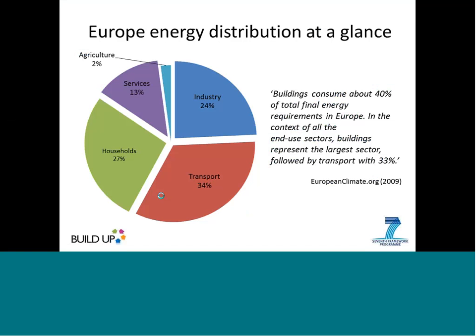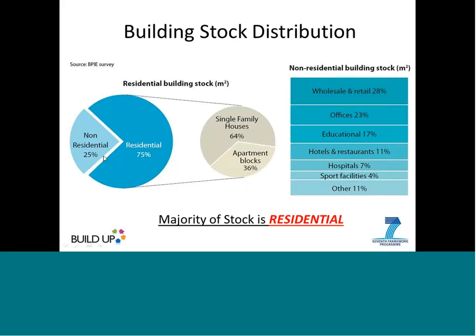So, just to give some background, ultimately, if we look at European energy consumption, around 40% of energy is consumed in our buildings. This falls in line with the industry and household use. Looking at that in a bit more detail, the building stock is roughly 25% non-residential, but the residential stock accounts for the majority of that.